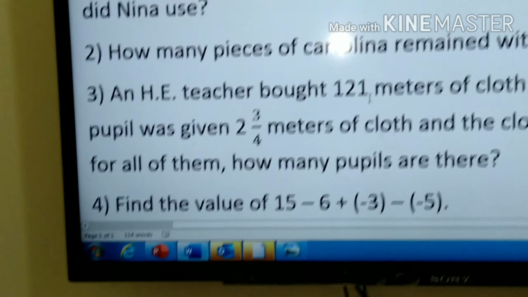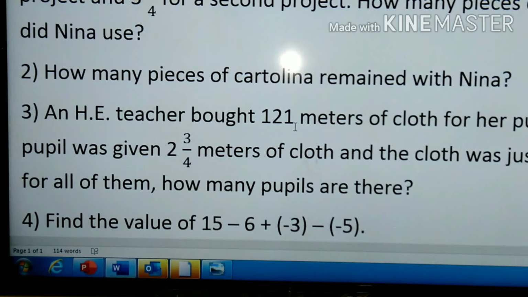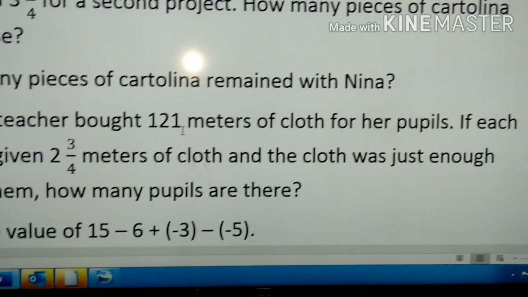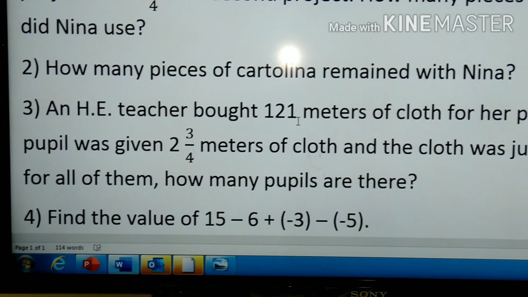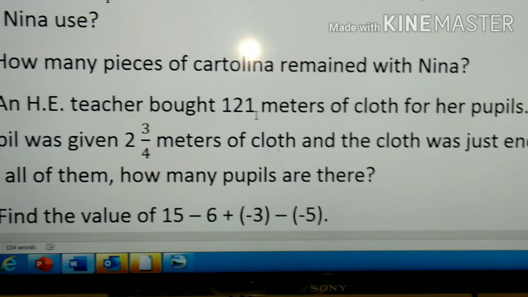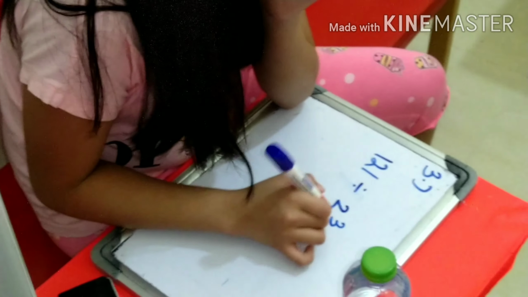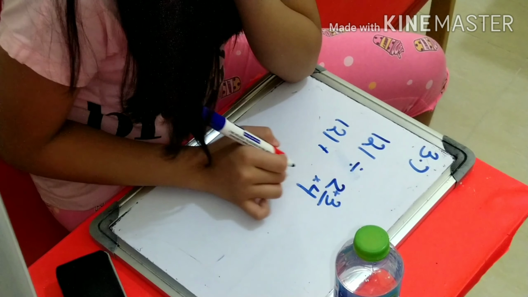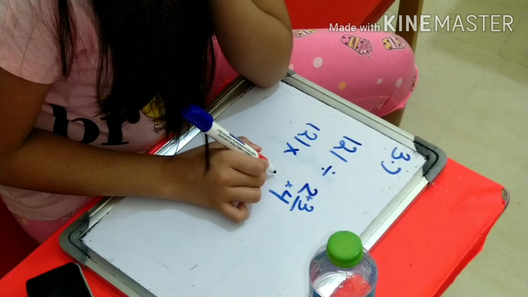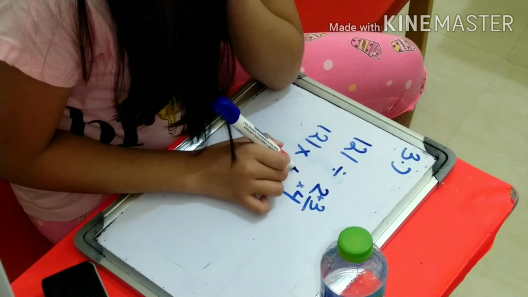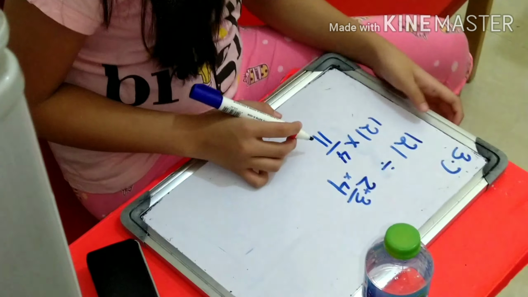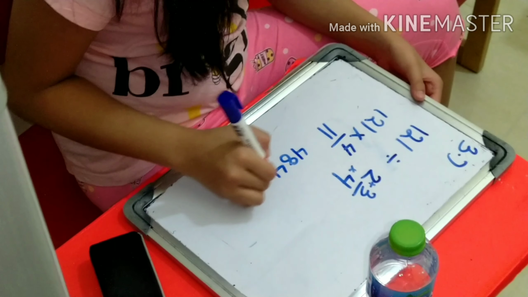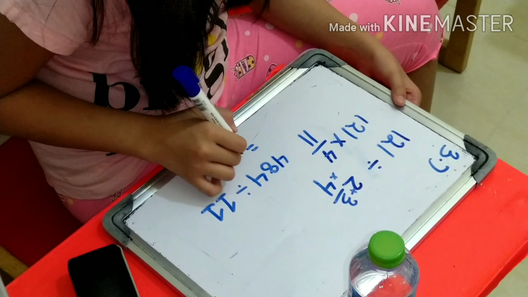Okay, can you read the question, Chloe? A HE teacher bought 121 meters of cloth for her pupils. If each pupil was given 2 and 3 over 4 meters of cloth, and the cloth was just enough for all of them, how many pupils are there? Okay, so start now. Show your solution. So the given are 121 meters, then each pupil was given 2 and 3 fourths meters. So the question now, how many pupils are there?